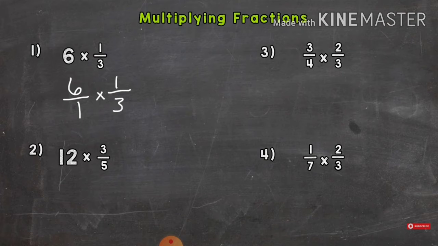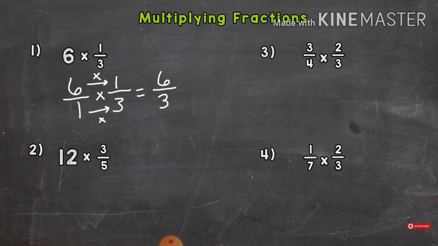Now, we multiply straight across. Numerator times numerator, denominator times denominator. So 6 times 1 is 6. 1 times 3 is 3. So our answer is 6/3. But that's an improper fraction, meaning the numerator, the top number, is larger than the denominator, the bottom number. So you never leave an answer improper.